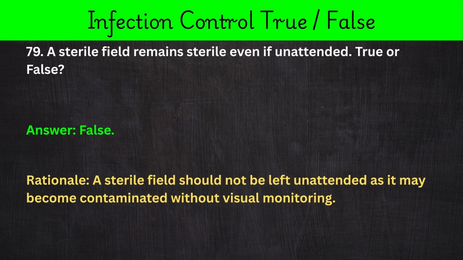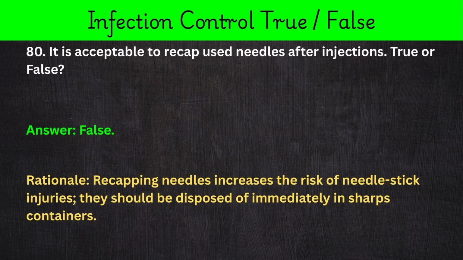79. A sterile field remains sterile even if unattended. True or false? Answer: false. Rationale: a sterile field should not be left unattended as it may become contaminated without visual monitoring. 80. It is acceptable to recap used needles after injections. True or false? Answer: false. Rationale: recapping needles increases the risk of needle stick injuries. They should be disposed of immediately in sharps containers.